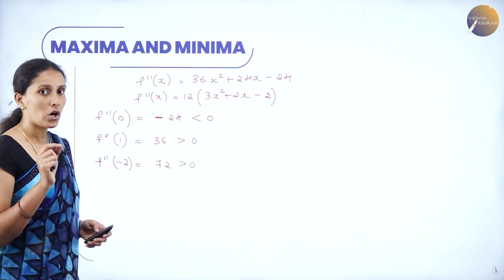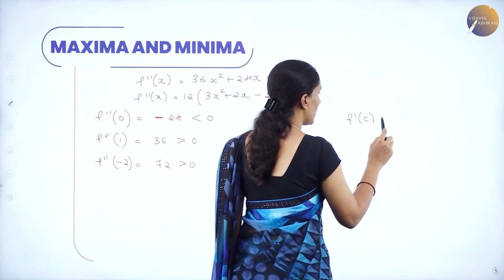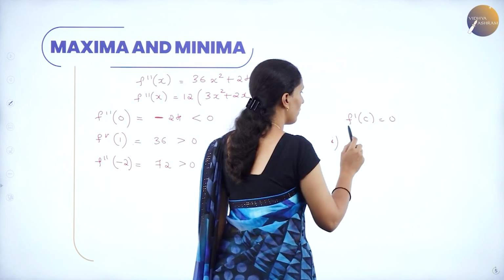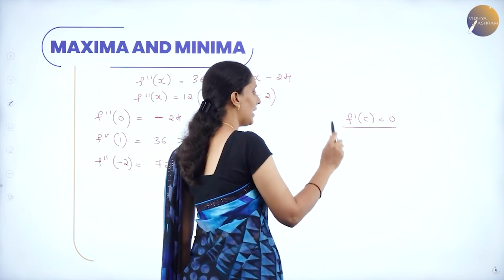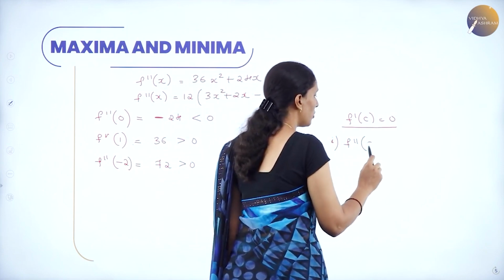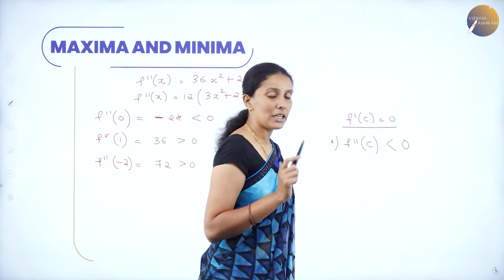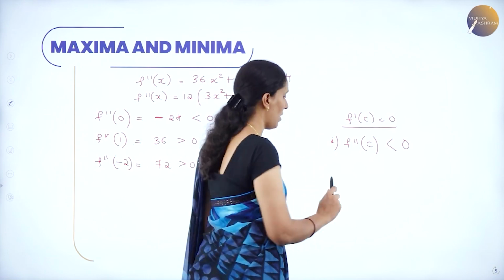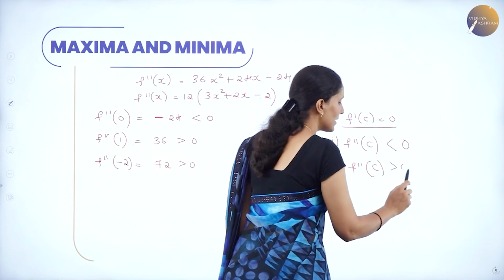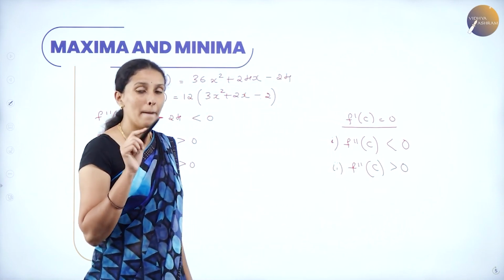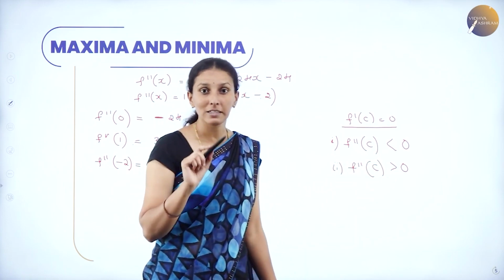So what does the second order derivative say? When you substitute f dash of c is 0, you will get the critical points. Then you will derive it, then you will substitute f double dash of c. If f double dash of c is negative, then it is a point of local maxima. If f double dash of c is greater than 0, then it is a point of local minima. So negative means it is maxima here. Positive means it is minima here.